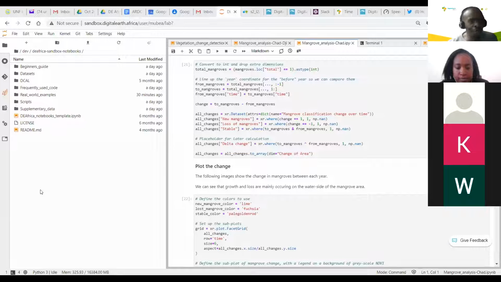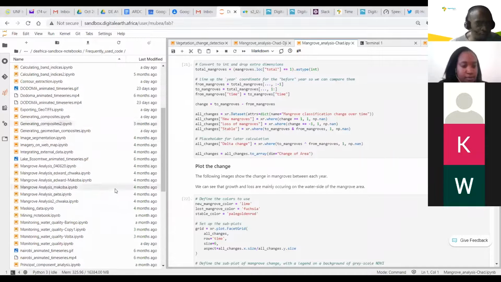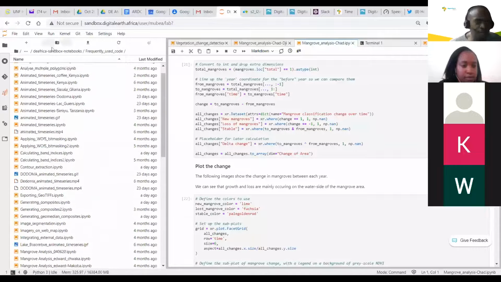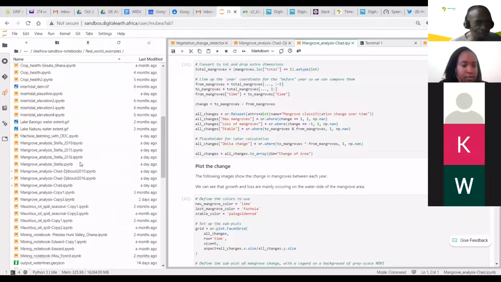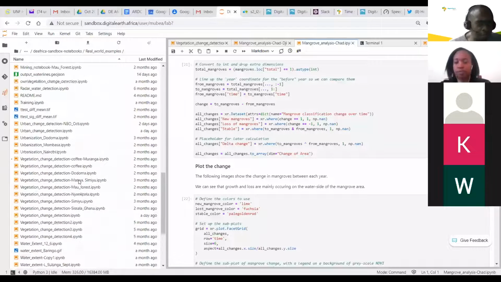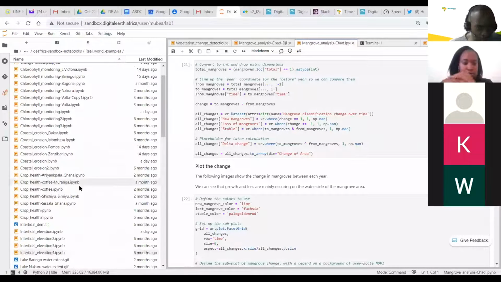As you can see, we have various folders, some of which you have been able to explore. In the frequently used code, you can even generate animations. You can do much more: mangroves, vegetation phenology, urban index comparison, etc. Some of the work we presented is from these notebooks. Should there be something specific, we can work together with our team to make more specific applications based on what we have. The coastal erosion is here.